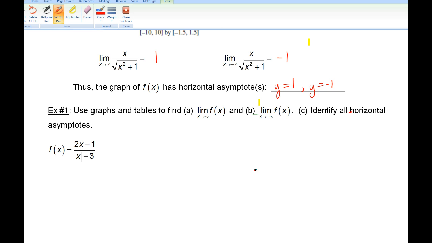Okay, now we're going to go to our calculators, and we're going to put this in. So we have 2x minus 1.